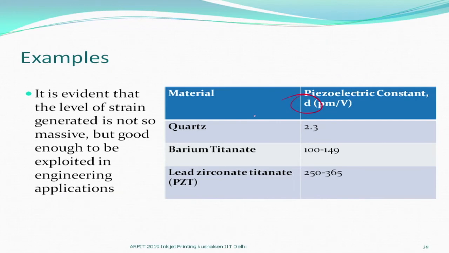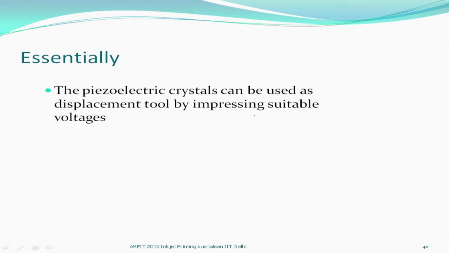Barium titanate has more, PZT has still more, but it becomes important to us. So, by looking at this table, you can say that the level of strain generated is not so large, but is good enough to be exploited in engineering applications. So, essentially a piezoelectric crystal can be used as a displacement tool by impressing suitable voltages, right. So, impress a certain voltage, there will be some displacement.